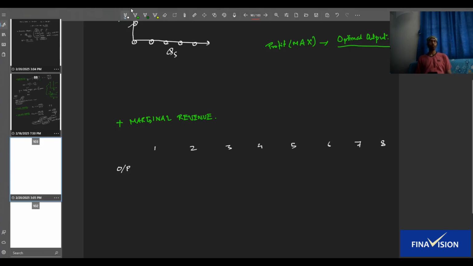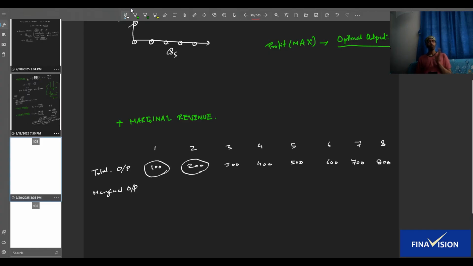Let's say for option 1, the output is 100 units. For option 2, the output is 200 units. For option 3, it is 300. Like this, 400, 500, 600, 700, right up till 800. Now, this is the total output. Now, what is the marginal output, friends? Marginal output is basically nothing but the final total output minus the previous total output.